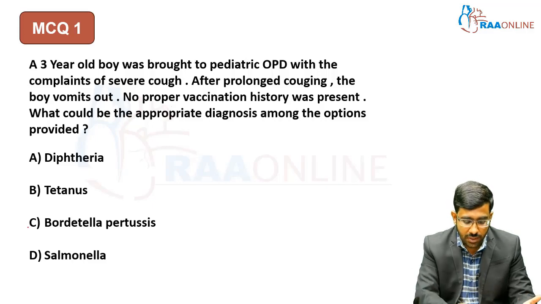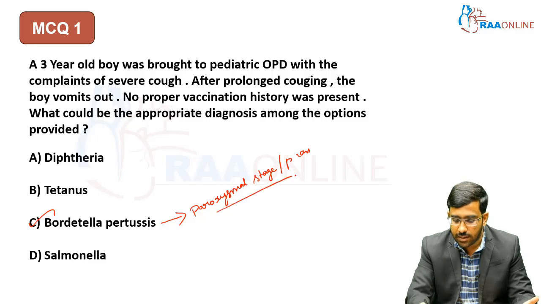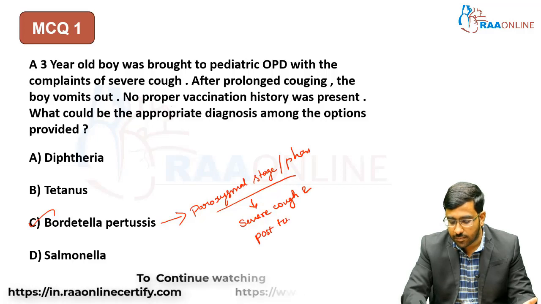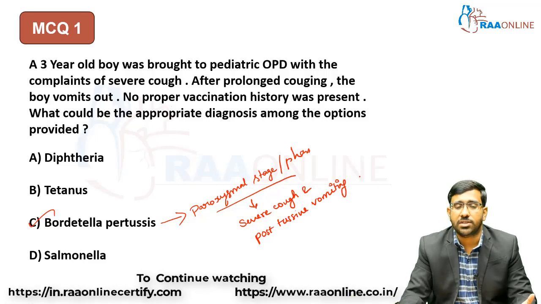So here it is Bordetella pertussis, where the baby is in the paroxysmal stage or phase. Here there is going to be severe cough and post-tussive vomiting. So that's about multiple choice question number 1.